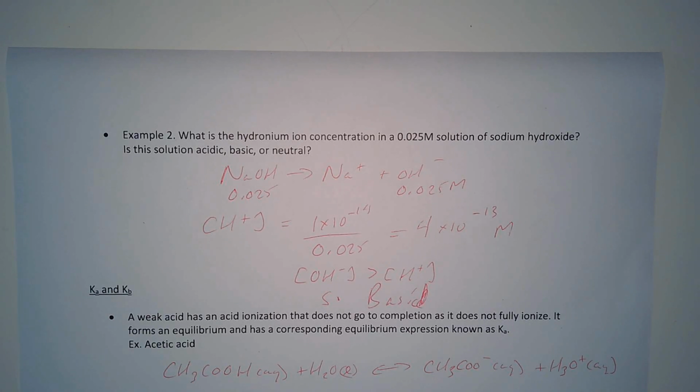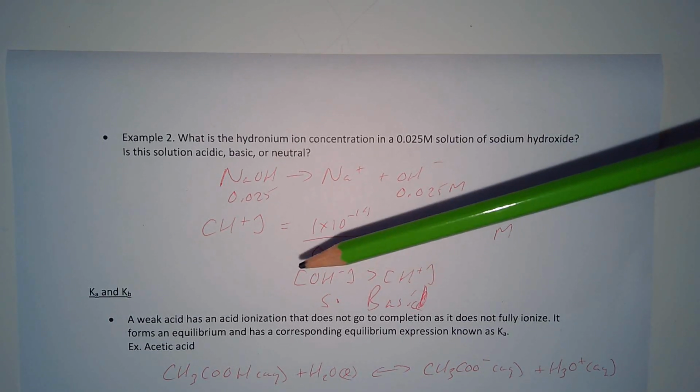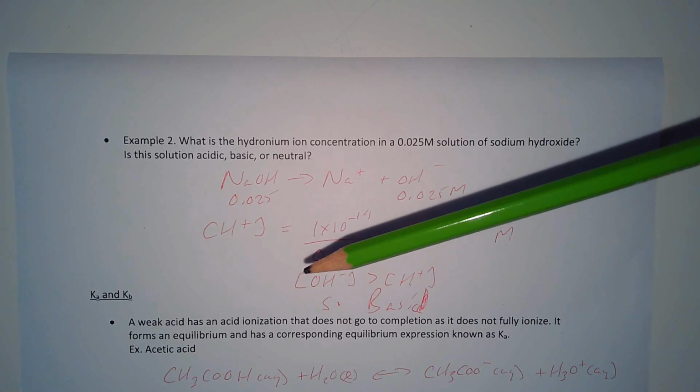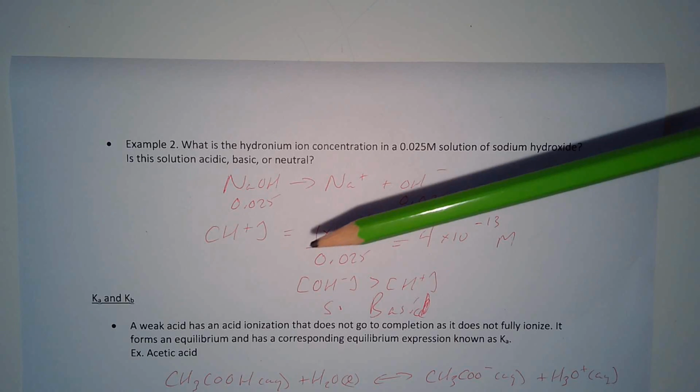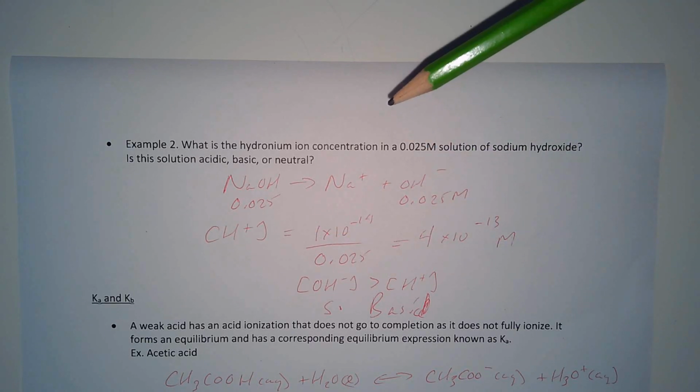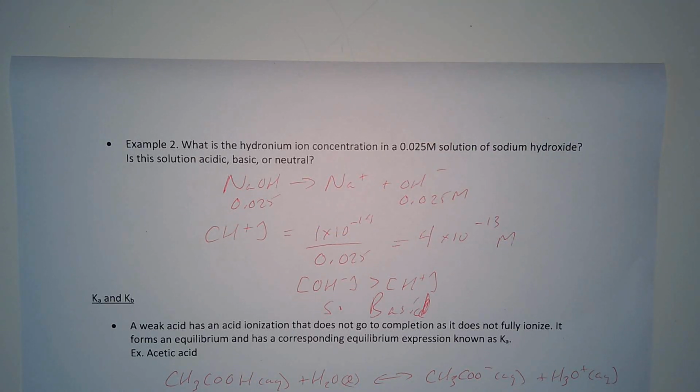Now that's Kw. Let's look at Ka and Kb. Ka has to do with the weak acid. Kb has to do with the weak base. For the strong acids and strong bases, there is no equilibrium because you don't have a reversible reaction.